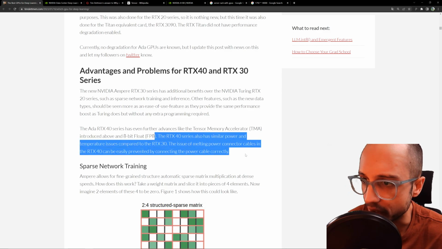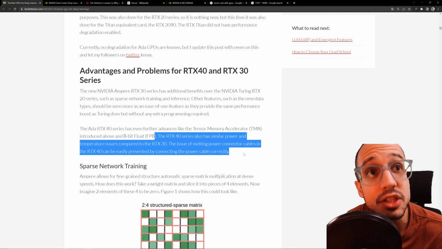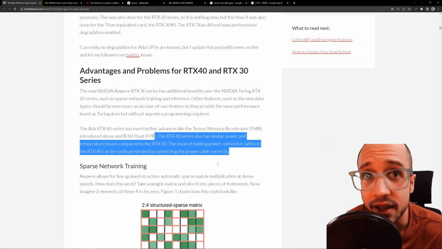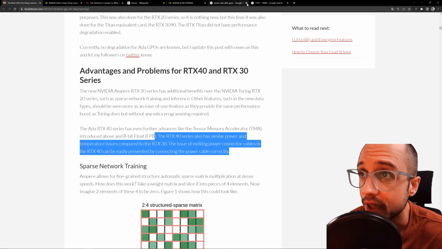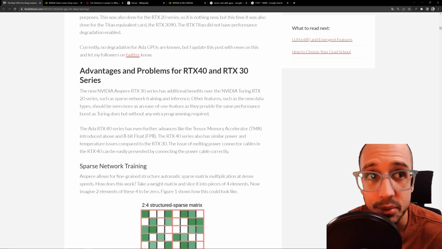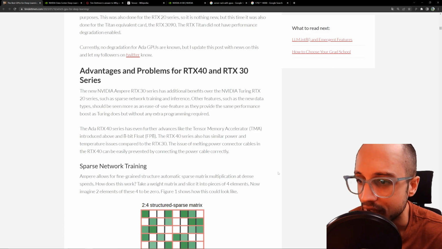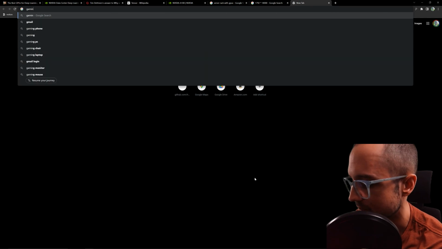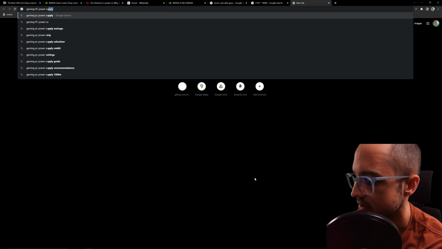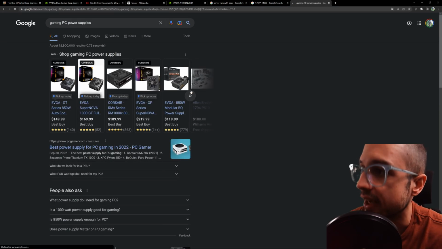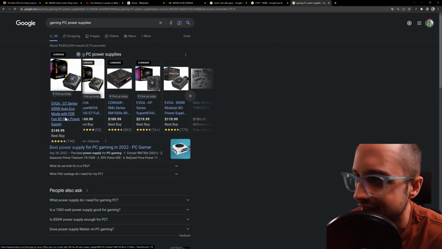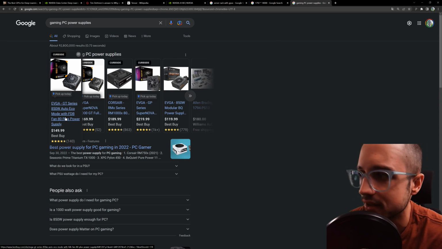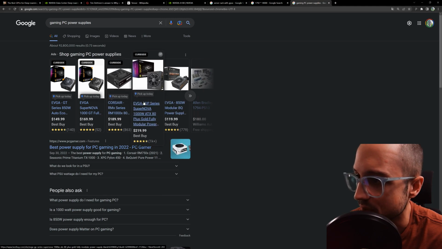So an important thing to do here, if you're thinking about buying a GPU for deep learning or for gaming on your computer, make sure you get a good power supply, right? Don't use a crap power supply. Buy like a really big boy power supply. So, gaming PC power supplies. Yeah. So don't buy this one. Don't buy this like 850 watt eco, none of that nonsense. Buy this one here.